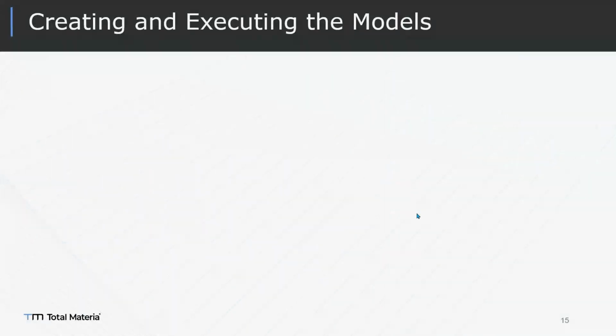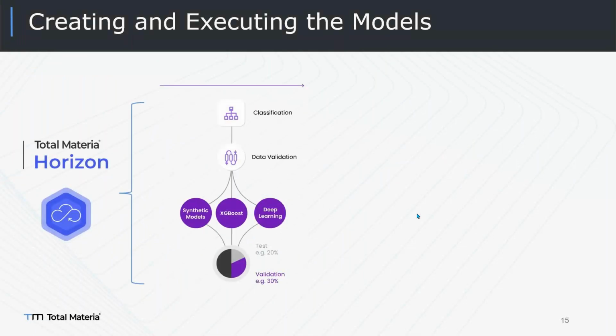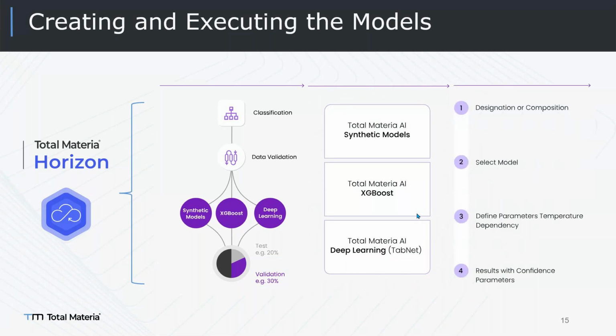And how we were able to create and execute these models. First, we used information from Horizon, did material classification, data validation, making sure that the materials information that we put into our machine learning models had a process attached to it, a heat treatment, and then from there created those different models. And Nicola will show you a step-by-step on how to perform the calculation. But you have your material designation, you can select your model, you define your parameters, and then you share your results with confidence.